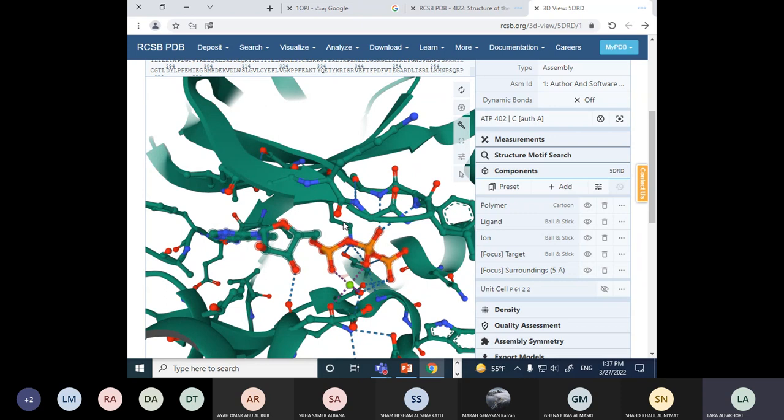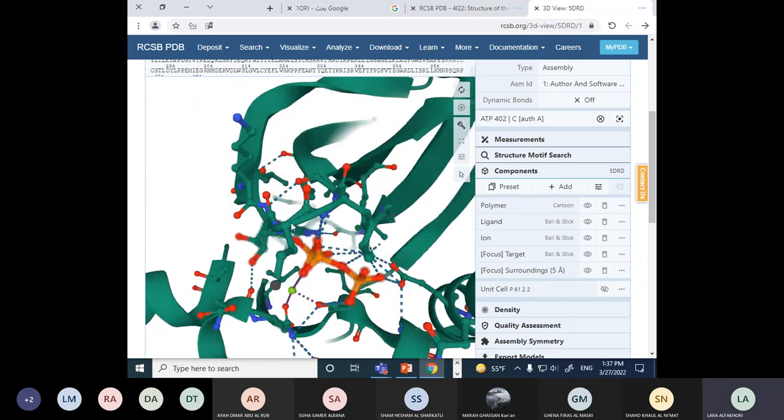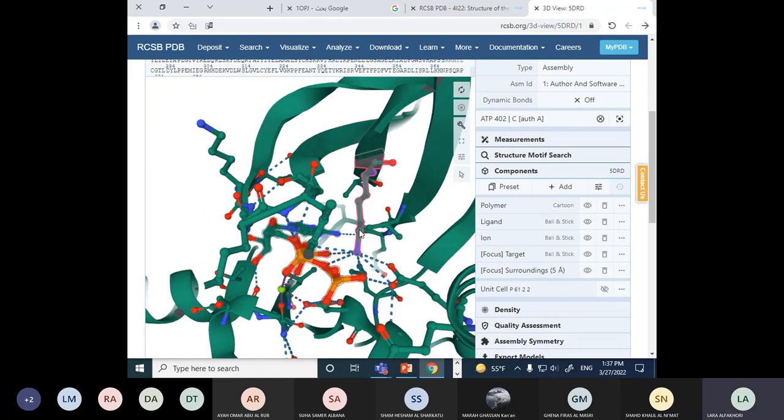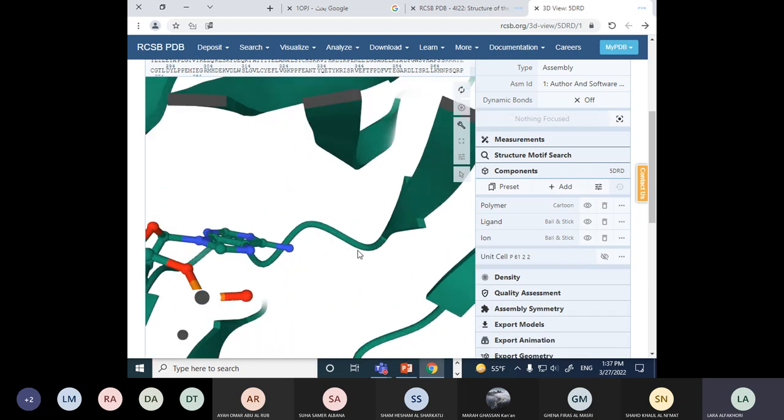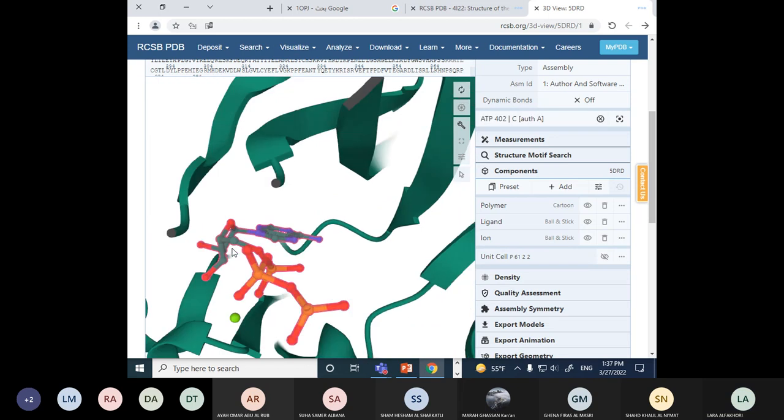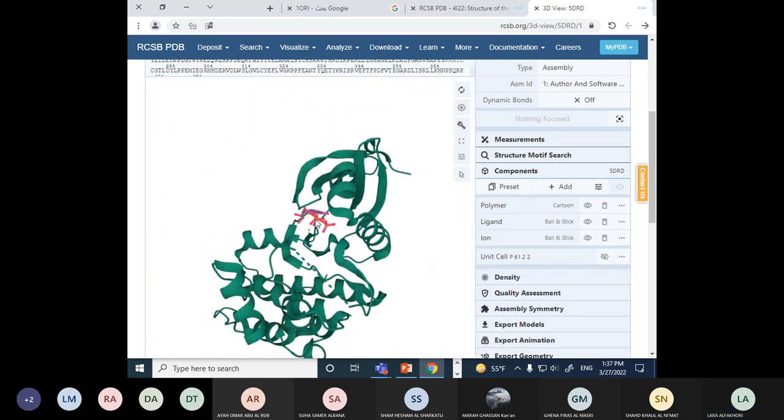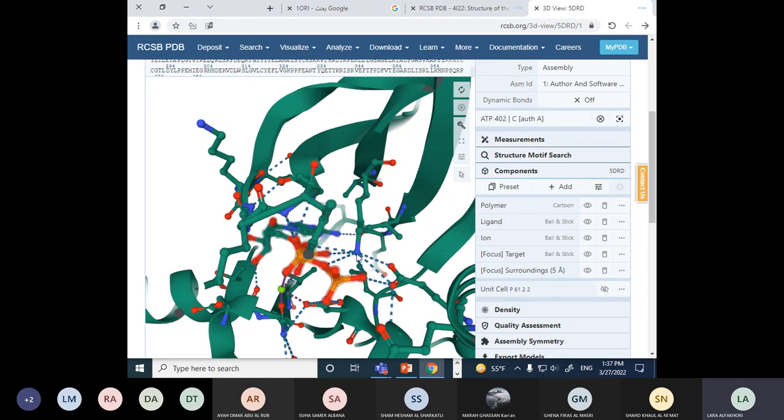Okay? Look at the lysine in here, which extends from the N loop. If I zoom in, notice the interactions it makes. The protonated amino group of this lysine forms interactions with many amino acids, such as this glutamate, which is part of the C helix, and also with the phosphates, which are part of the ATP. Okay.